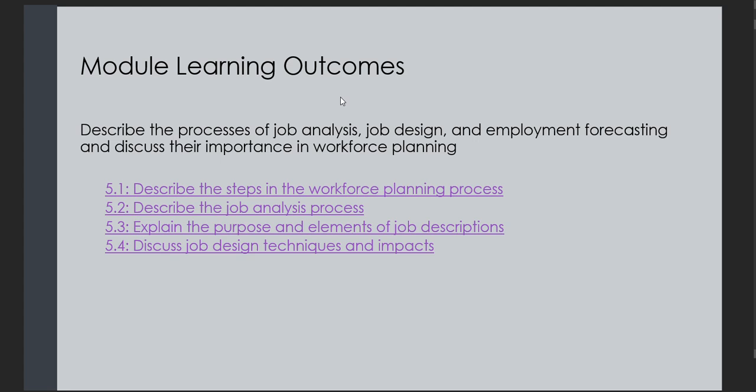And lastly, you'll be able to discuss job design techniques and impacts, which focuses on how we structure work to maximize both productivity and satisfaction. These outcomes build on one another and give you a complete picture of how organizations plan their talent needs.